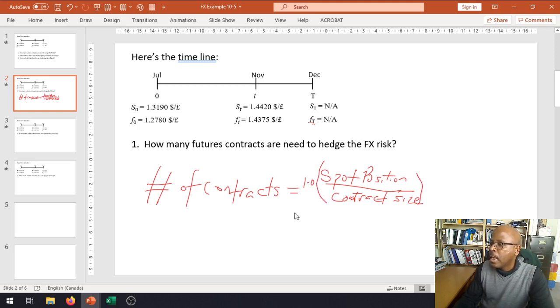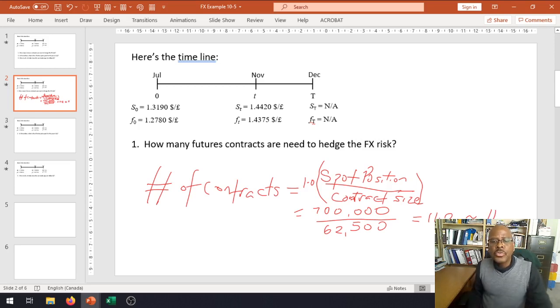Okay. And what we know is that this is 700,000 divided by 62,500. And that then is equal to 11.2, which will round off to approximately 11 contracts. Okay. So that answers the first question. How many contracts are needed?